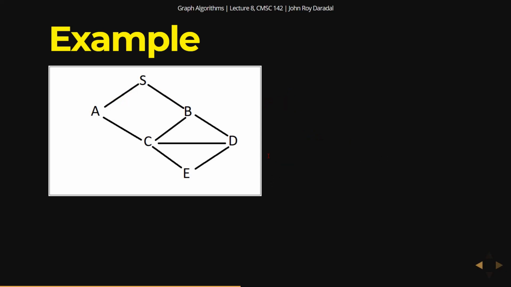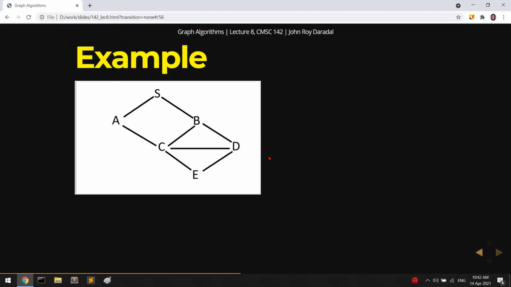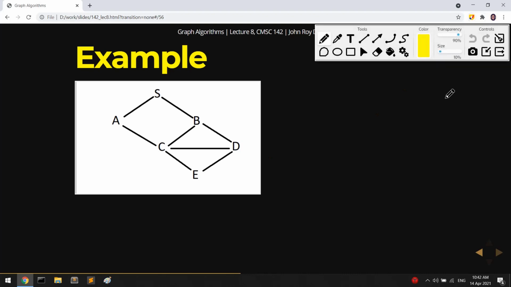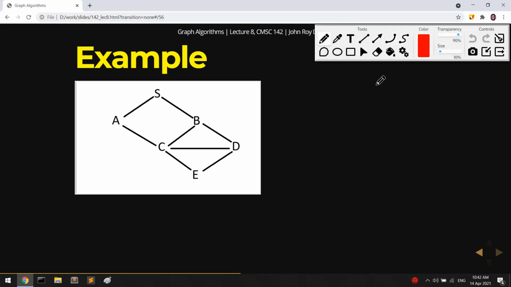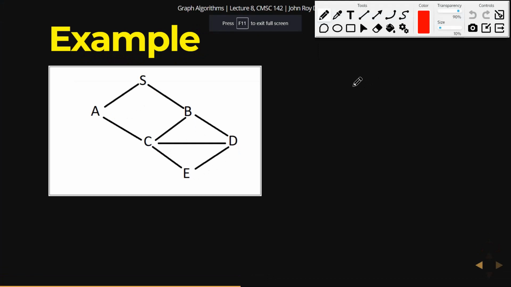So let's take a look at how BFS and DFS will work given this example graph. For BFS, if we start with S, for example, our first layer is S here, and then our second layer would be going here and here. So this is the second layer. We'll be going A and then B.